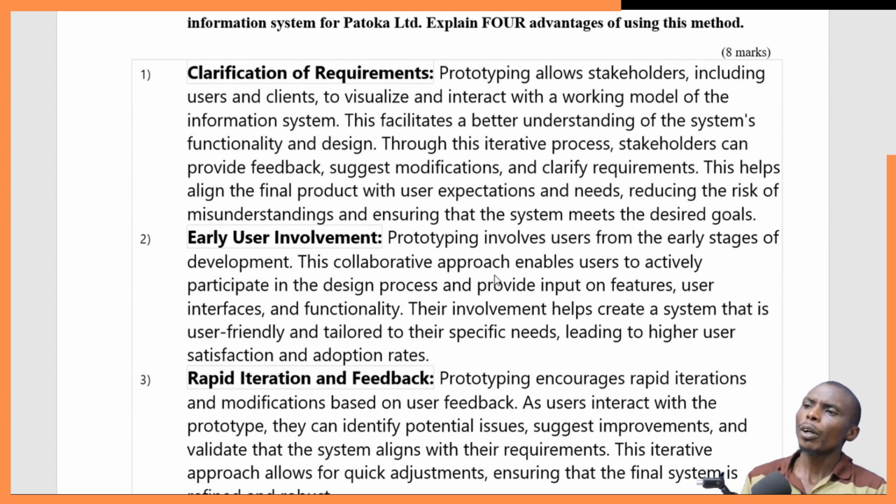Prototyping involves users from the early stages of development. This collaborative approach enables users to actively participate in the design process, and therefore they can provide input on features, user interfaces, and functionalities. And then we have rapid iteration and feedback. When you have given a model or a prototype, this will encourage rapid iterations and modifications based on the feedback that you get from the users. So you can change or modify one part based on whatever suggestions you get from the users.